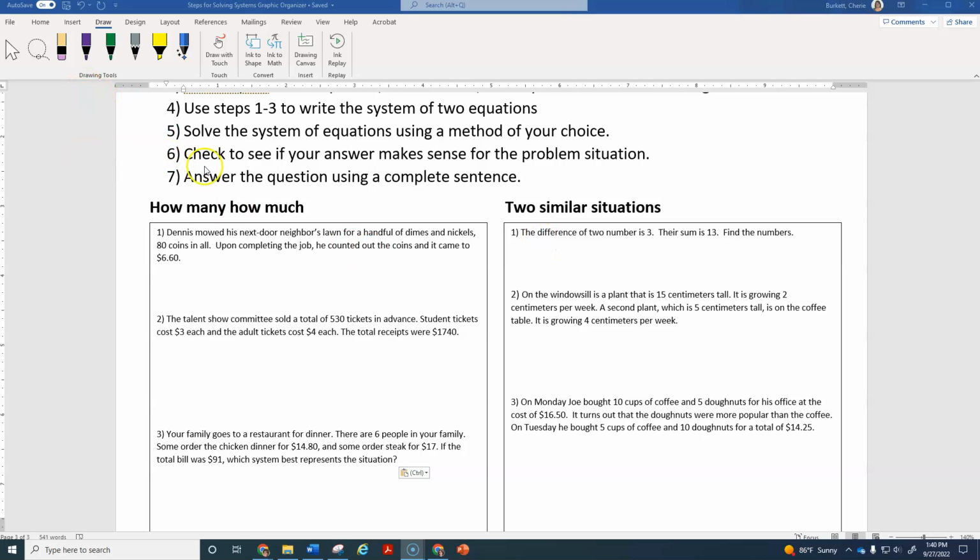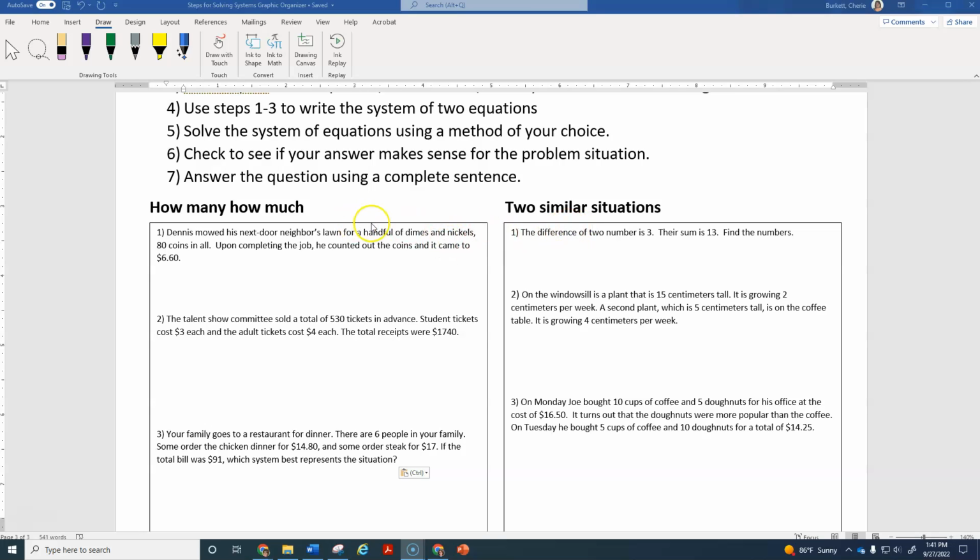The purpose of this video is to help you learn how to set up word problems that are systems of equations, and then you will use one of the other methods to solve them. So I will not be solving them on this video. I'll just be setting them up.